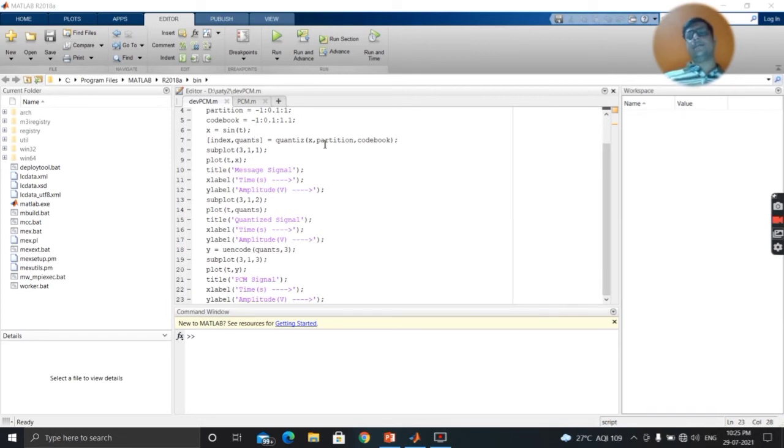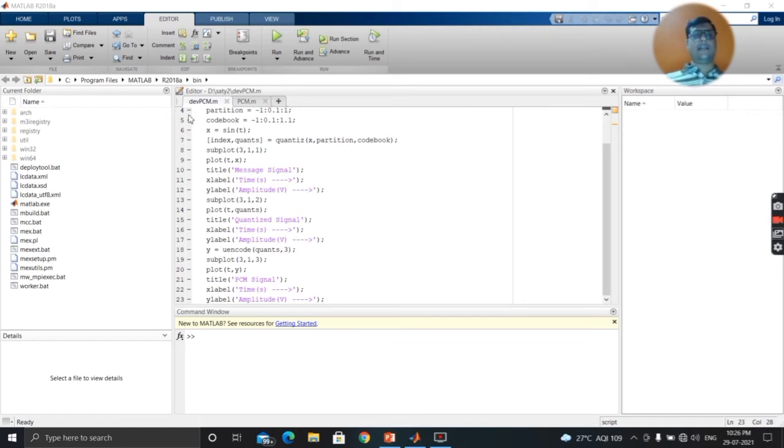Then we have to assign with respect to the figures. When we are identifying the figures, we need to subplot and plot the signal. First we are going to plot the message signal, then the quantized signal, and then the PCM signal. The PCM signal is represented with some step size, so we will compare the PCM signal with the quantized signal, so that quantization error will be identified from that figure. So these are the basic steps to generate the PCM signal.